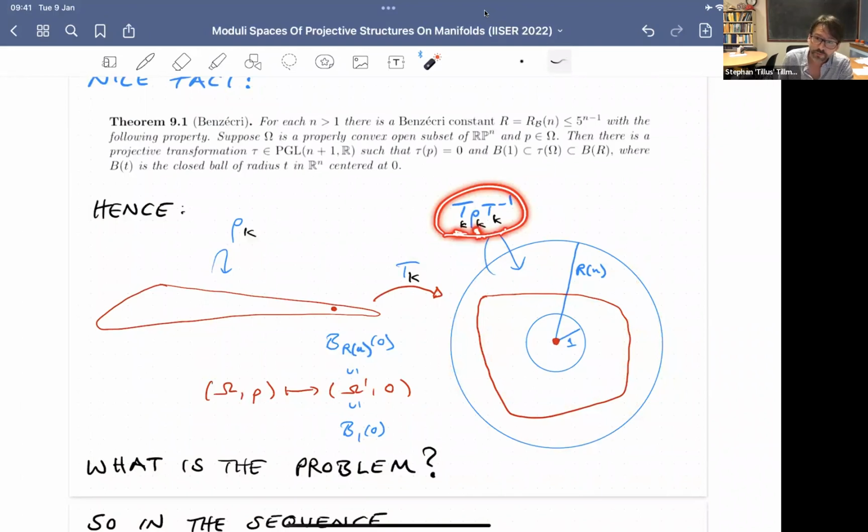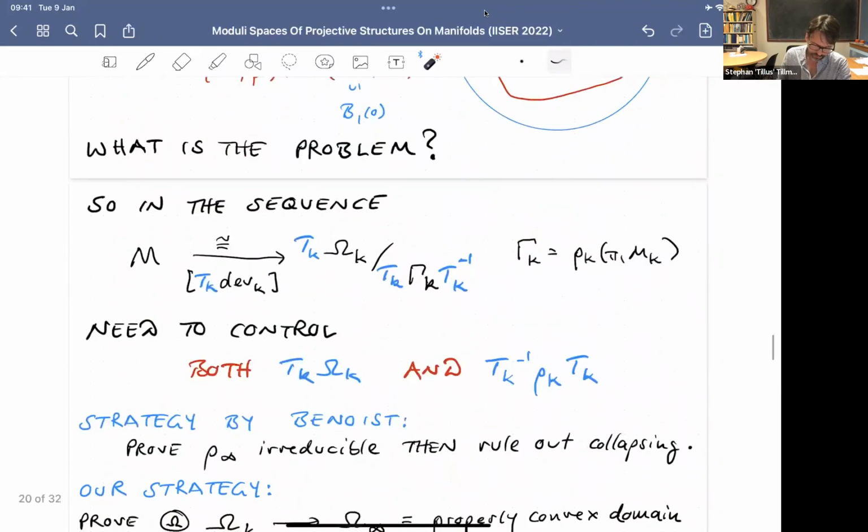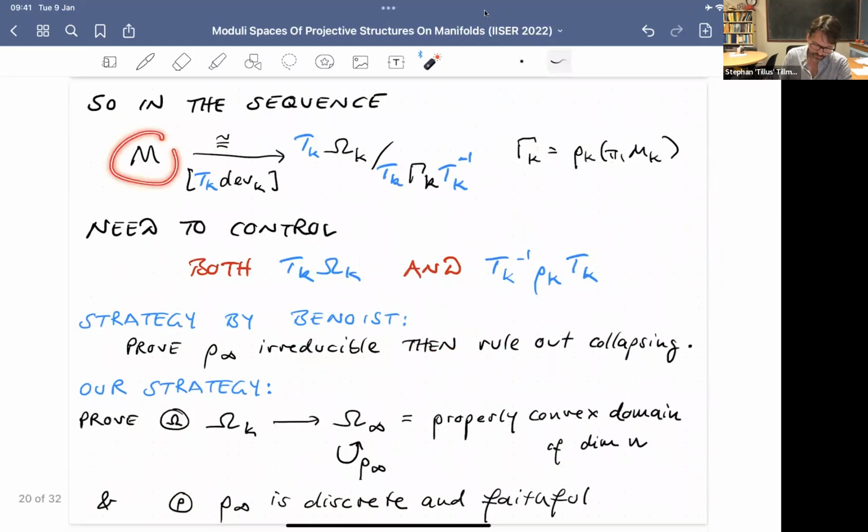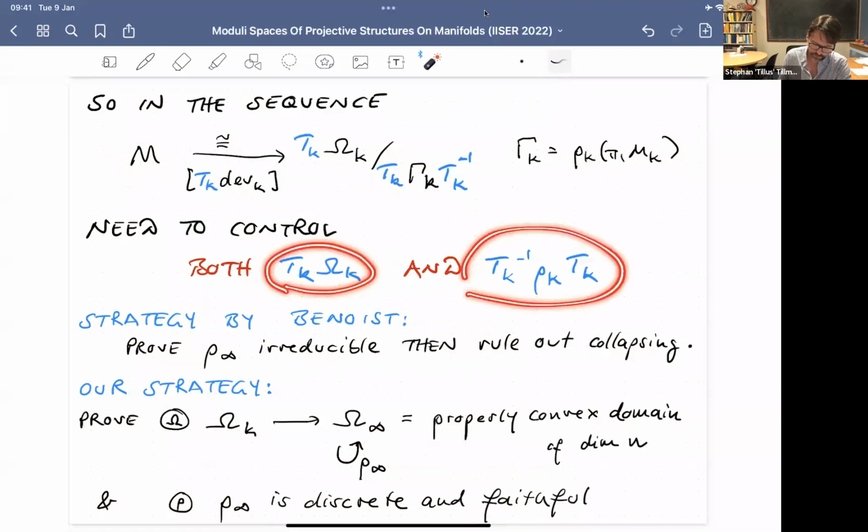So all of a sudden this might blow up. I might actually not have a representation anymore, because the entries in these matrices might just go to infinity. So that's the problem with trying to do this. And so in the sequence, when we do the sequence, we do some kind of normalization. Whatever normalization we do, we need to control both the domains and the representations.